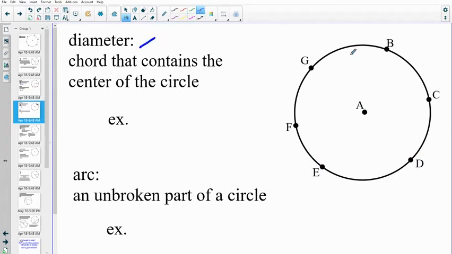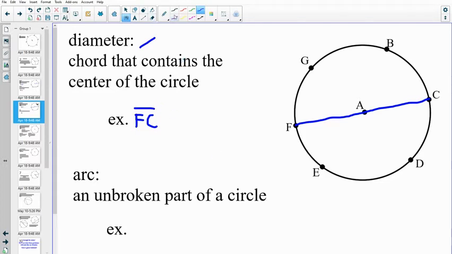I'll do this one in blue. A diameter of a circle is a segment that goes from one point on a circle through another point. So it is a chord, but it's a chord that also goes through the center of the circle. And so there we go. In the case of this one, segment FC is a diameter, again, because it goes through the center of the circle.